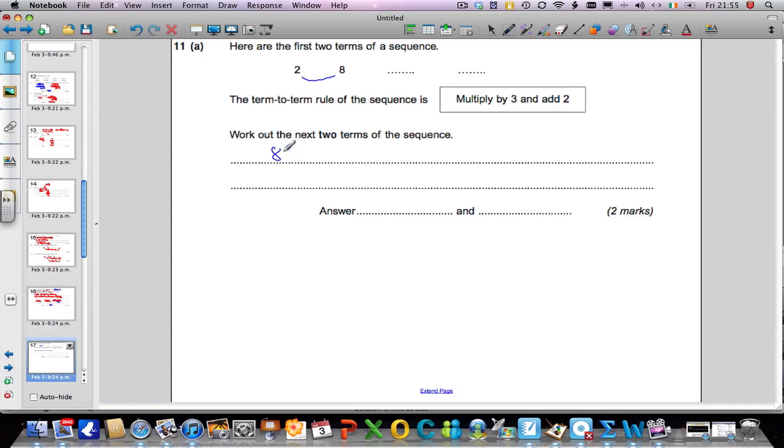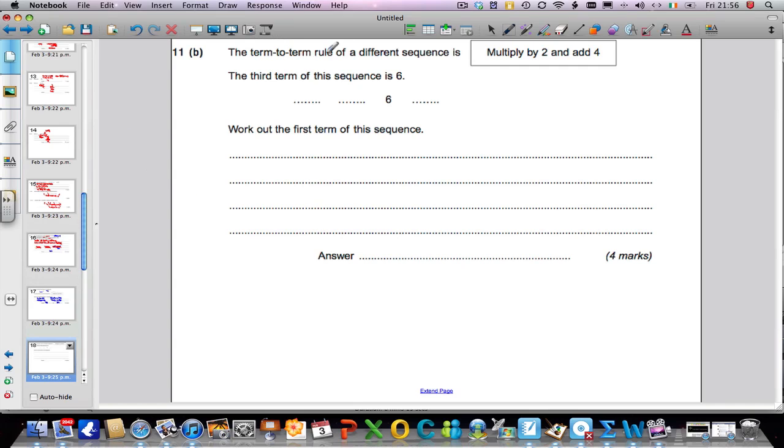So I'm going to do 8 multiplied by 3 equals 24. 24 plus 2 equals 26. So our first number is 26. We'll put it up here as well. The next term in the sequence, we're going to do 26 multiplied by 3, which equals 78. And then we got to do 78 plus the 2 to get 80. Job done. Next one.